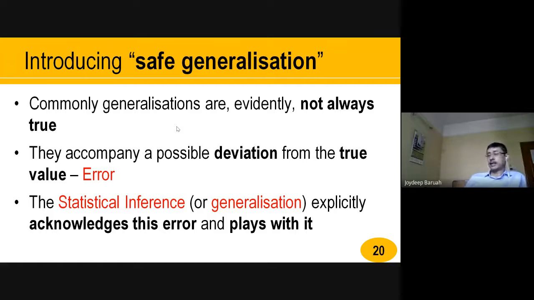Now statistical inference or generalization, first of all, acknowledges this error: since it is based on very little information, and based on that we try to generalize, there is a possibility of error. So we acknowledge that there is a possibility of error, which we call sampling error, since we are basing our finding on very little information.